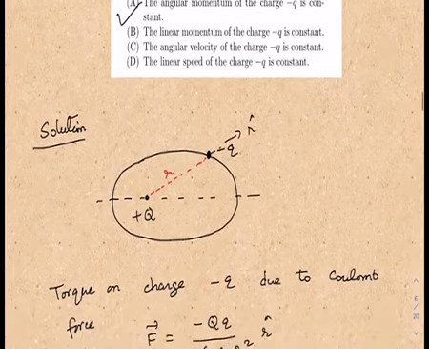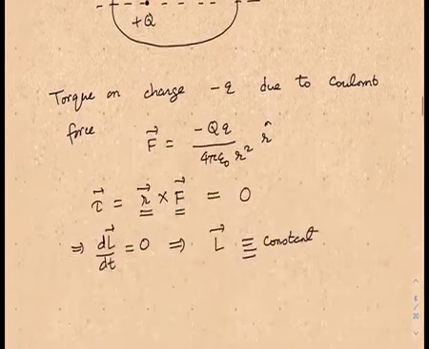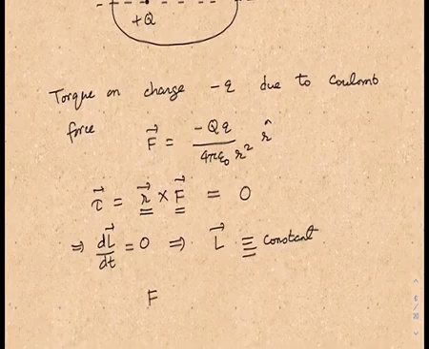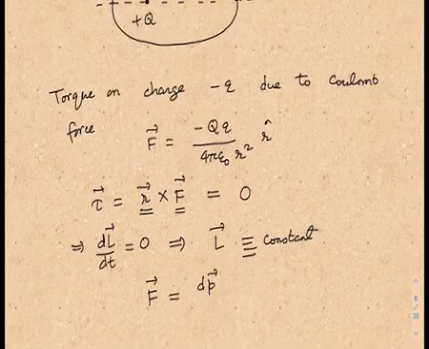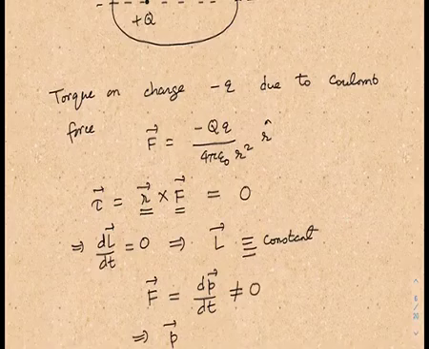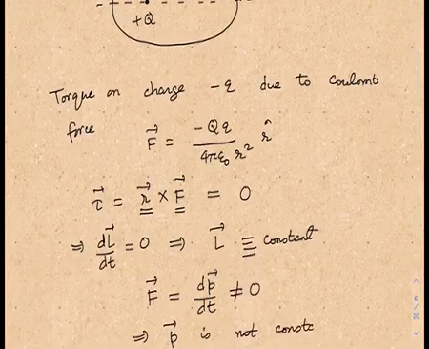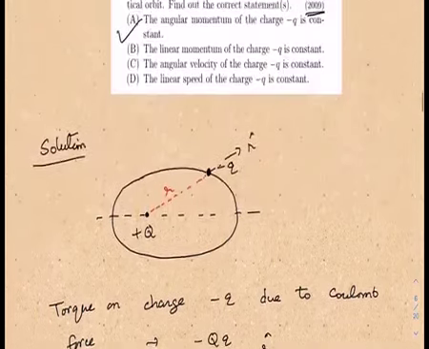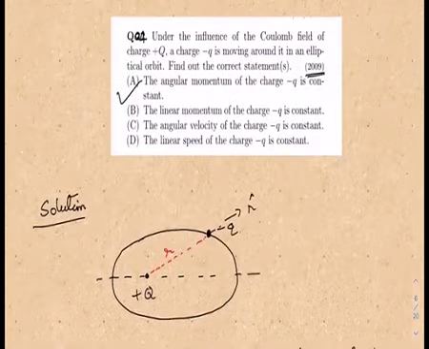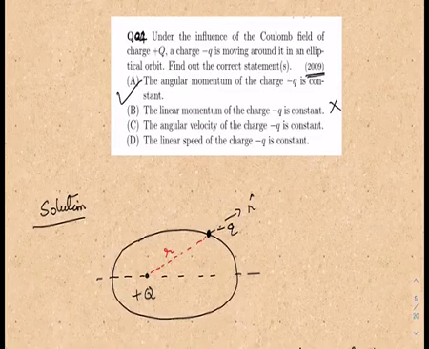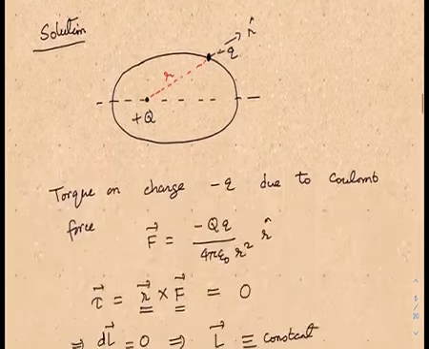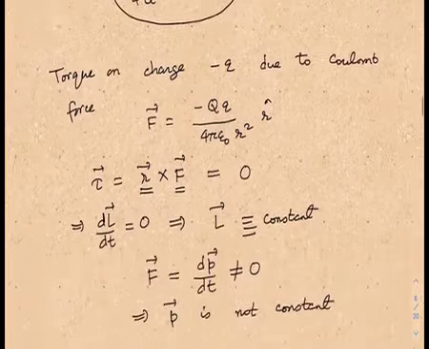Now what about the linear momentum? Is it constant? You can see that this force is the rate of change of linear momentum, right? But this force is not zero, so therefore P is not constant. So option B is not correct. What about the angular velocity?